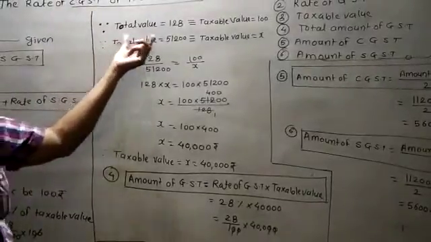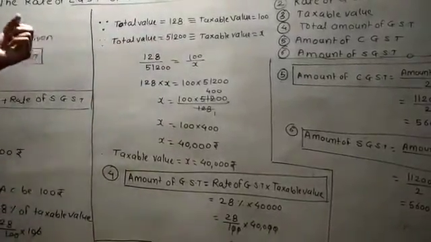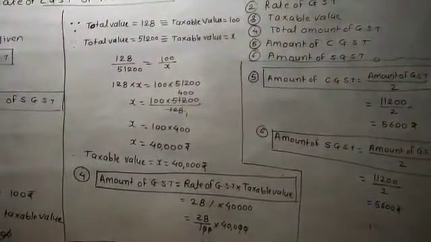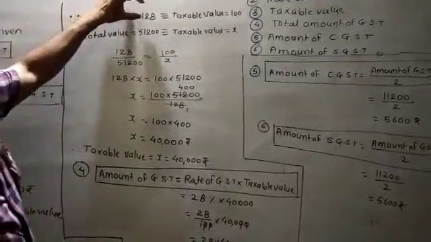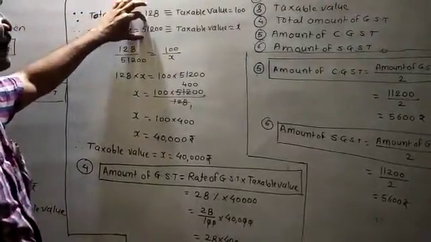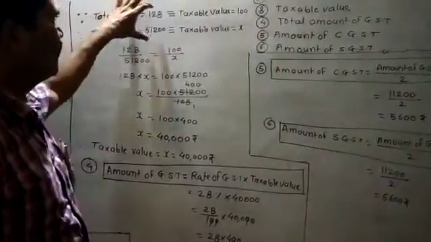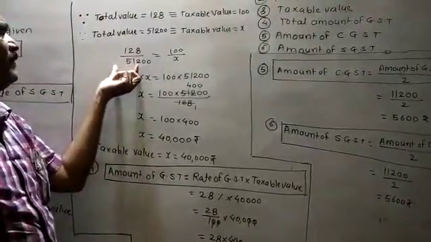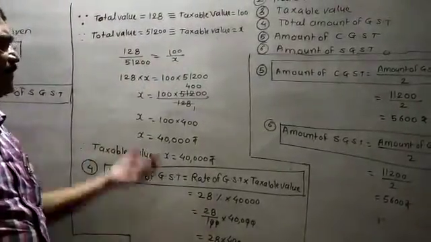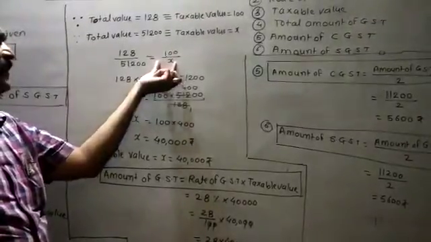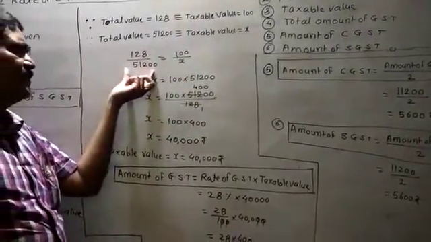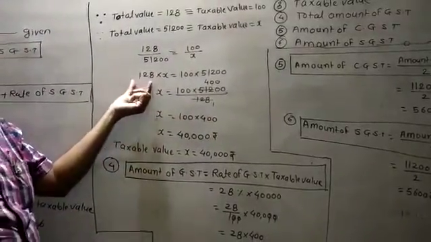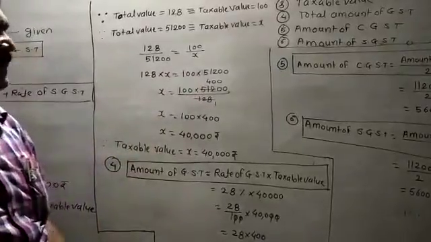And when total value is 51,200, you have to say that taxable value is X. Then 128 upon 51200 is equal to 100 upon X. Means the ratio of these two quantities is equal to the ratio of the other two. So I will write this as 128 upon 51,200 is equal to 100 upon X. You have to shift the denominators. X is divided by, that becomes multiplied by, and 51200 is divided by, that becomes multiplied by. Shifting the denominators, this becomes 128 multiplied by X is equal to 100 multiplied by 51200.